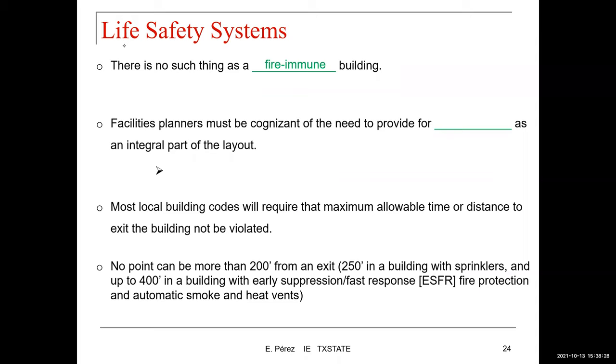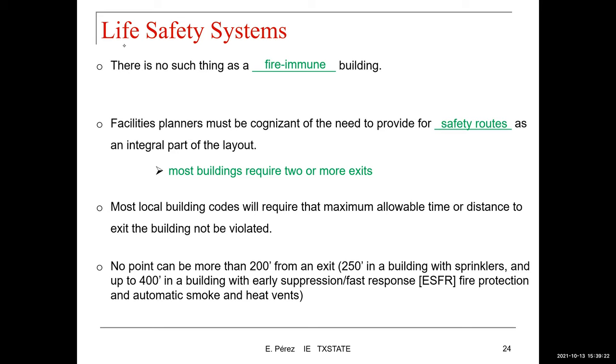But the facilities planner must be cognizant of the need to provide safety routes as an integral part of the layout. Most buildings require two or more exits. For most of the classrooms in this building, you'll see that you have at least two exits. Typically, before COVID, though I haven't seen it this semester, we would have fire drills and emergency drills. An alarm will sound in the building and you follow the instructions to get out of the building as soon as possible. Those are strategies we can put into place and manage in order to provide safety routes and also a safety plan for our occupants.